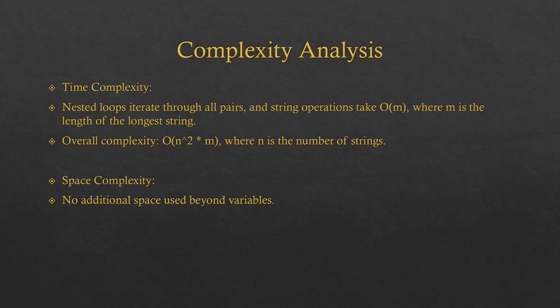Now let's talk about the time and space complexity. The time complexity is n squared times m, where n is the number of words in the list and m is the length of the longest word. This is because we are checking all pairs of words, and for each pair we are performing string operations. As for space, the complexity is constant since we are not using any extra space beyond the variables.